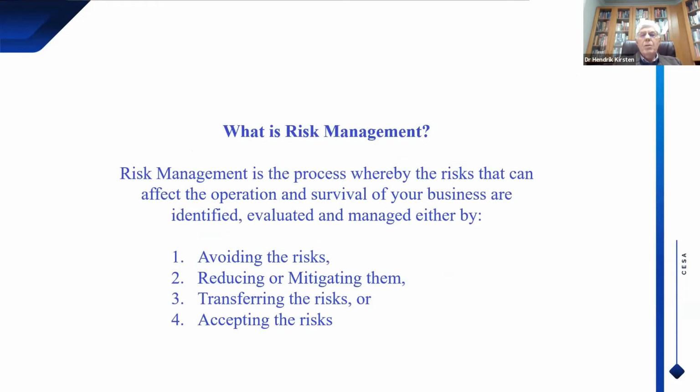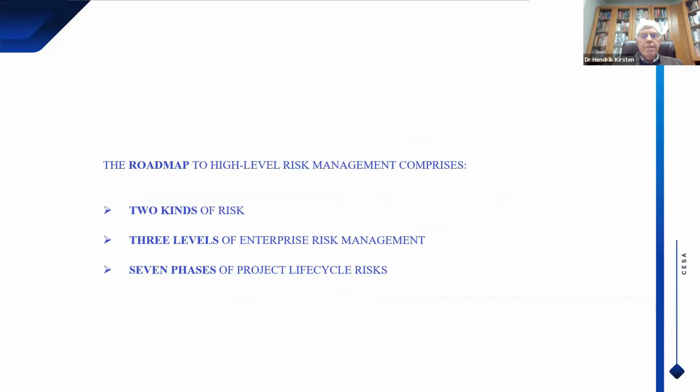Risk management is the process whereby the risks that can affect the operation and survival of your business are identified, evaluated, and managed either by avoiding the risks, reducing or mitigating them, transferring the risks, or accepting the risks. A high-level risk management comprises three basic sections: 2 kinds of risk that we look at, 3 levels of enterprise risk management, and 7 phases of project lifecycle risks.